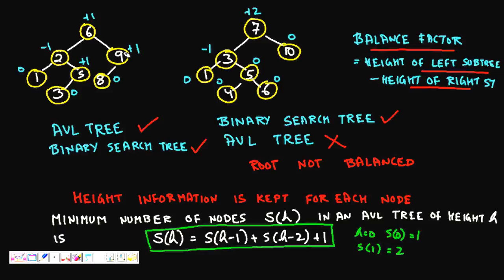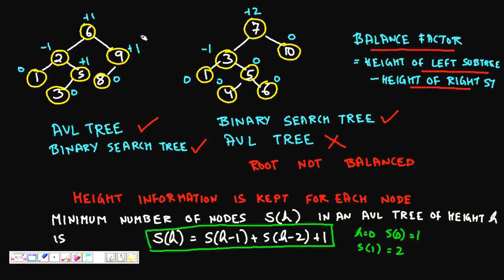Then for 9, this node has heights 1 and 0, so 1 minus 0 is plus 1. For 8, 0 minus 0, so it's 0. For this node 2, it's 1 height here and 2 here, so 1 minus 2, so minus 1. And 0 for this, with 1 and 3. So we see that for every node, the balance factor is 0, plus 1 or minus 1.